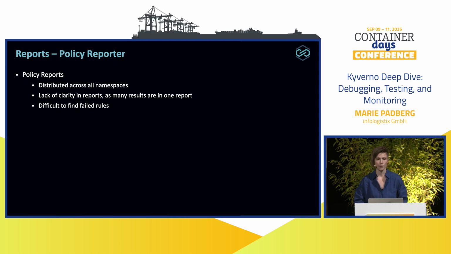And if you have many namespaces with many workloads, you get a lot of policy reports distributed across all namespaces. The policy report is a namespace scoped resource. You can also have cluster reports that are cluster scoped. And if you have a lot of policies, your reports get longer and longer and longer, and it gets messy to find, for example, results about failed rules.